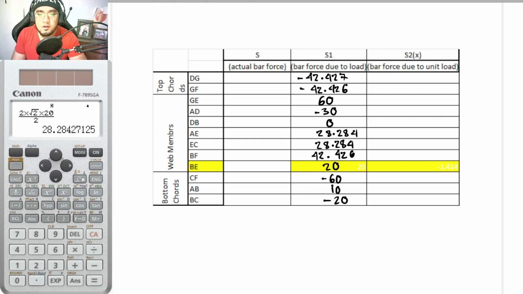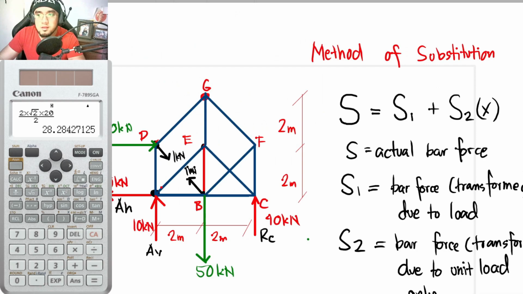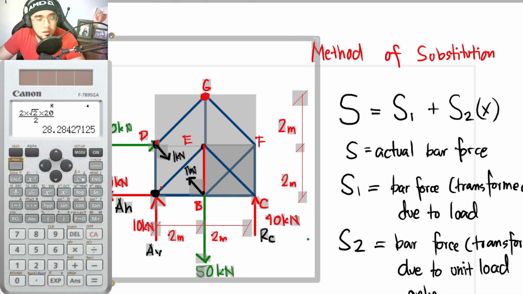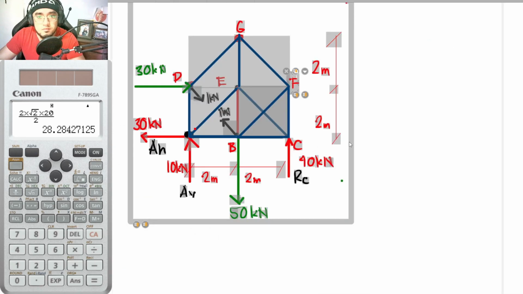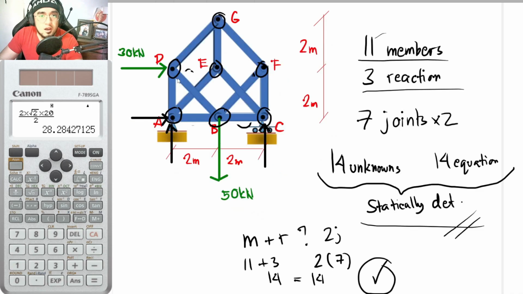Okay, so after solving for all of the bar forces due to the load, the next thing is for you to solve for the bar force due to the unit load. So if you can remember from earlier that in this particular figure, I will copy it once again here. So we have introduced a unit load in place of the original truss member.